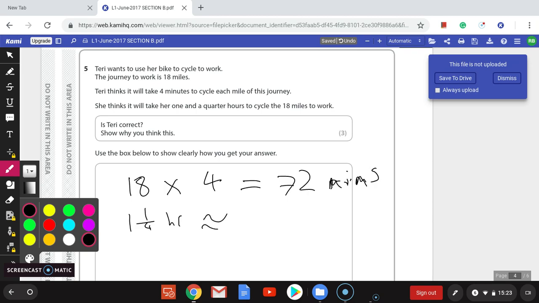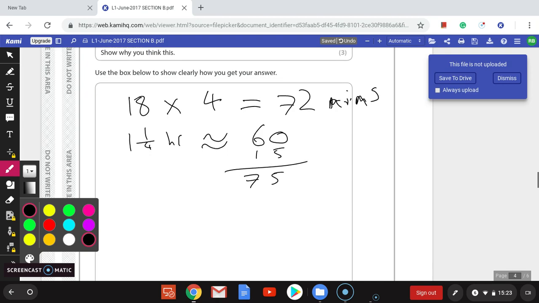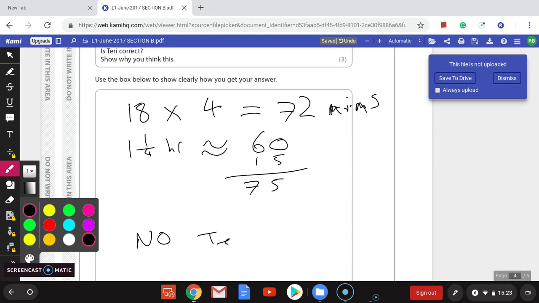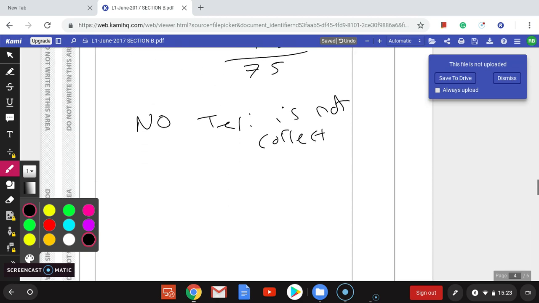Well, what does 1.25 hours equal? Well, 1 hour equals 60 minutes. A quarter of an hour would be 60 divided by 4. It's 15 minutes. So 1.25 hours is 75 minutes. So no, 72 minutes is not the same as 75. So no, Terry is not correct. Remember, you need to write your answer in words.